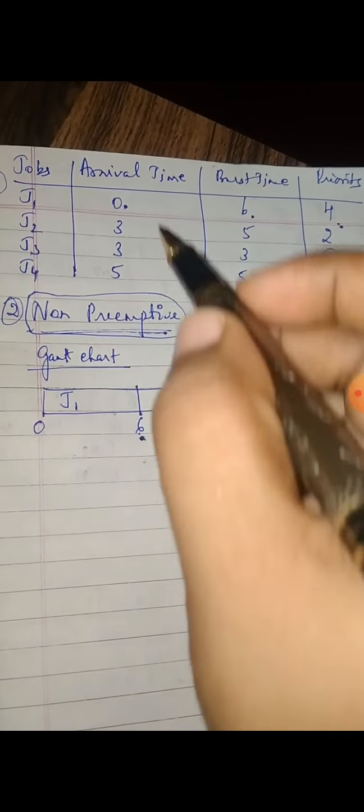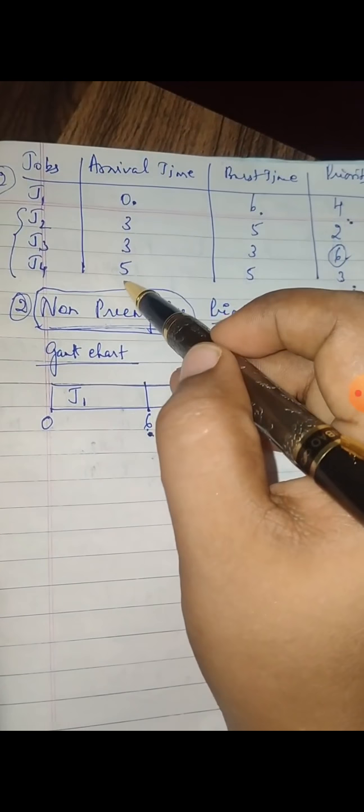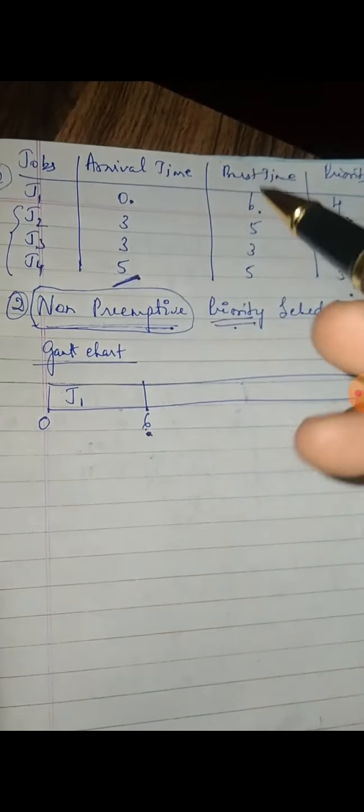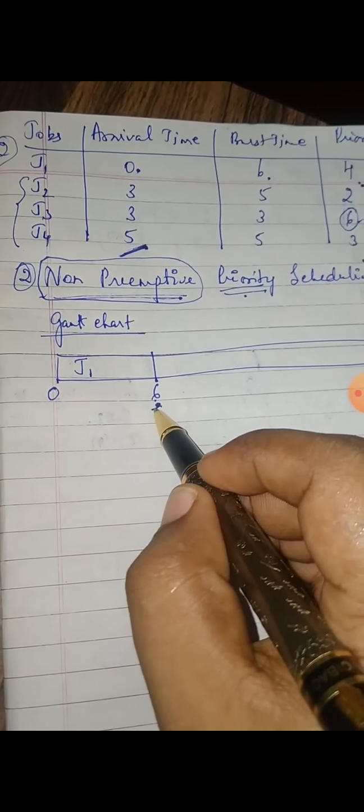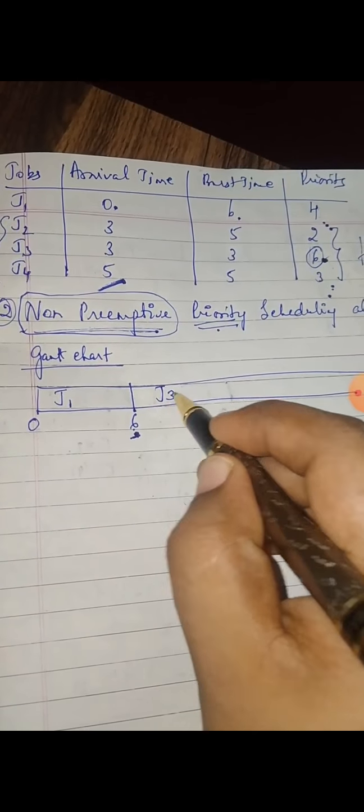At the 6th millisecond, what happens? Do you have all the jobs in the system? Yes, because the last job comes in at 5 milliseconds, and you have crossed that time. You are at the 6th millisecond. So now all these jobs are there in the system. Out of this, which has the highest priority? The question says larger priority number means higher priority. So according to that, you have to give the CPU to job 3.